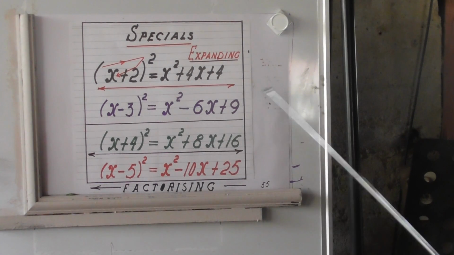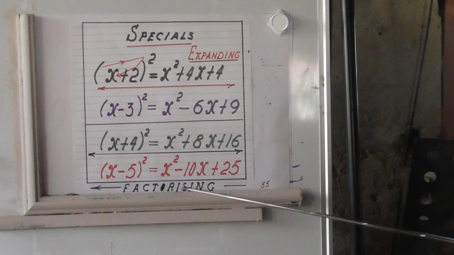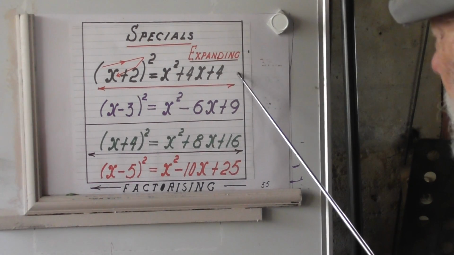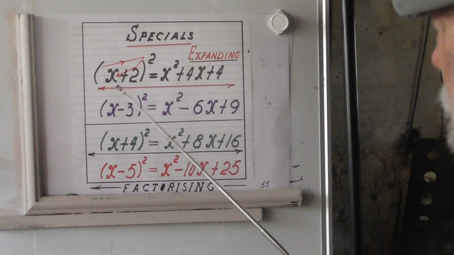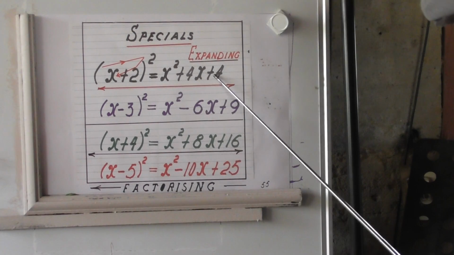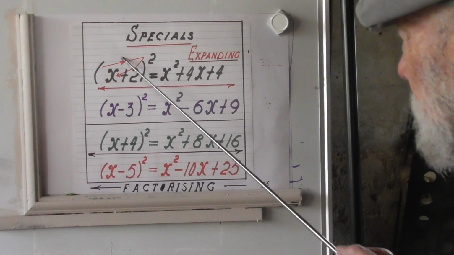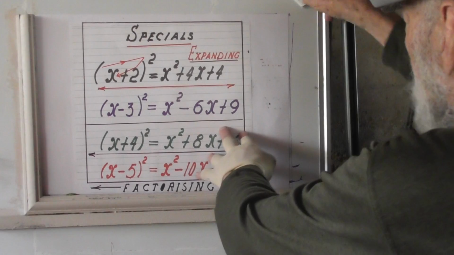So this is expanding, and the opposite is factorizing. Factorizing is like a factory that makes product. So factorizing is to turn this into a product. Expanding is from here to there, and factorizing is back to there, so that it is a product.